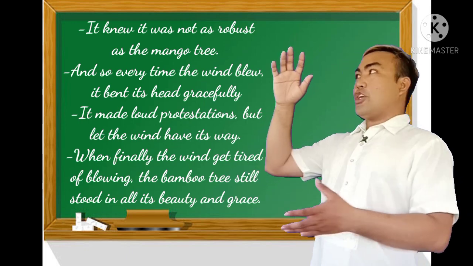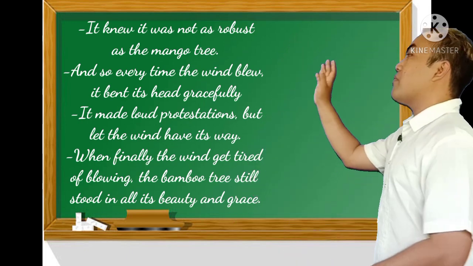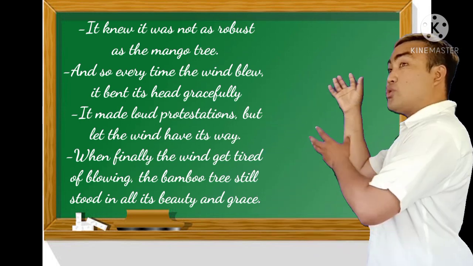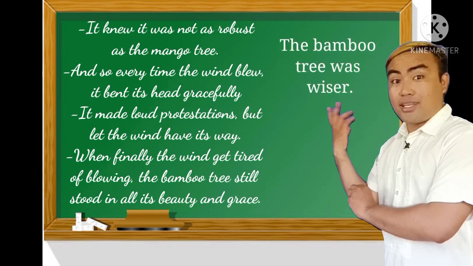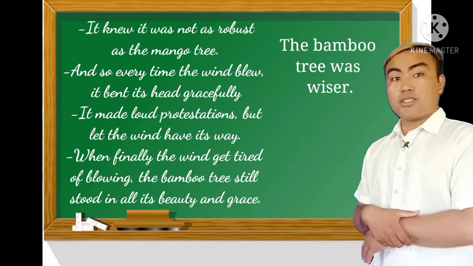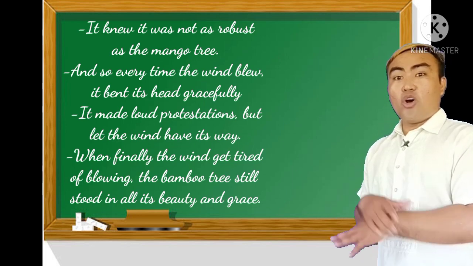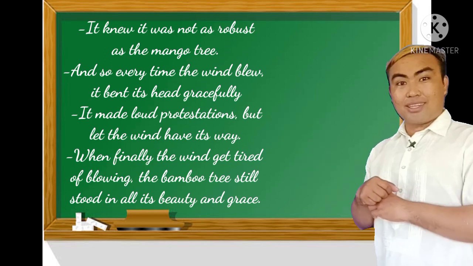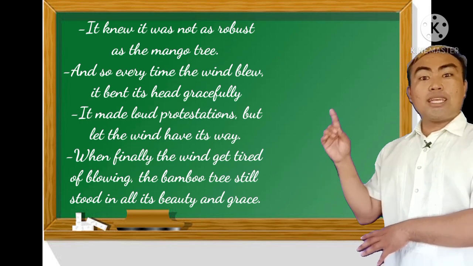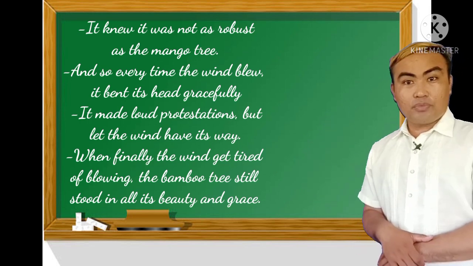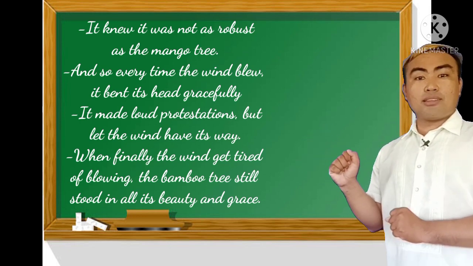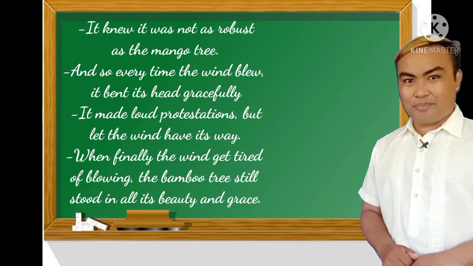So you can observe that all of these cited pieces of evidence support the main idea and its topic sentence, which is that the bamboo tree was wise, right? All of these details support the topic sentence. These sentences support the topic sentence, the bamboo tree was wiser. These are cited pieces of evidence to the topic sentence or the general statement.